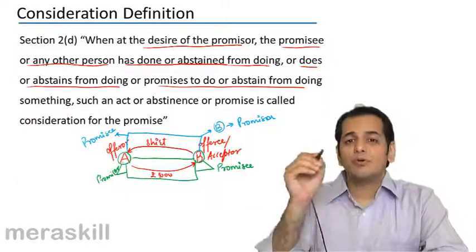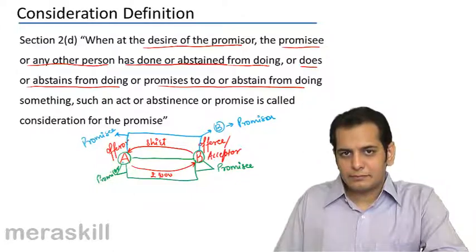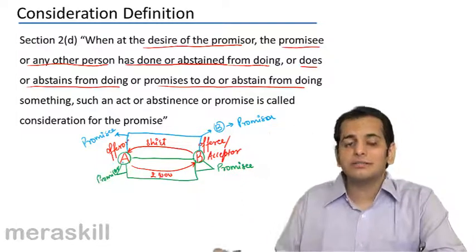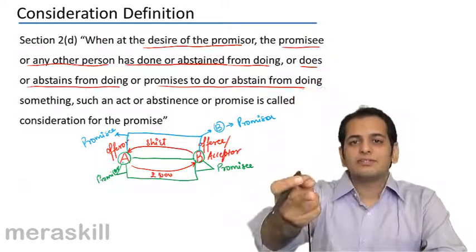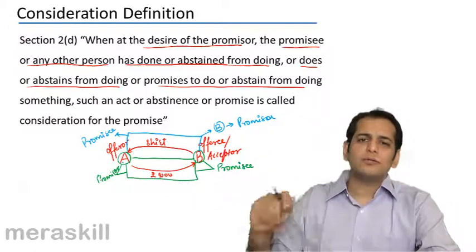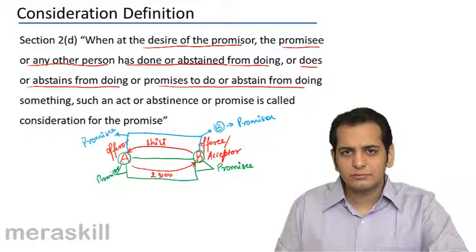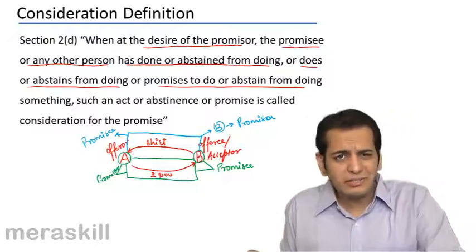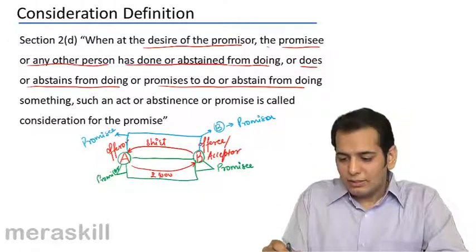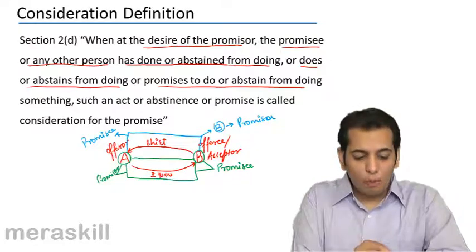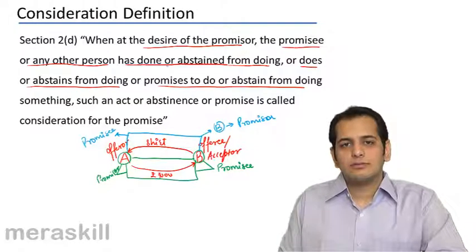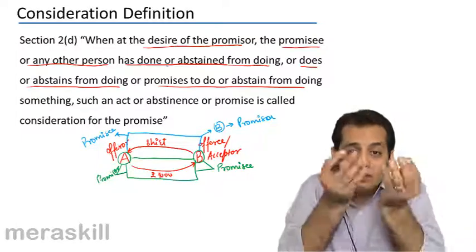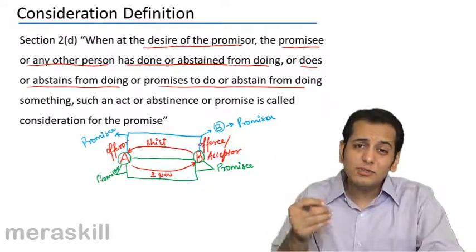Here, A is the promiser first. He promises to give 1000. So what is the consideration for him? Shirt is the consideration. So I can say the consideration, which is the shirt, is the desire of the promiser. Promiser wants the shirt. And who will give him the shirt? B will give him the shirt. So he is the promisee. So when at the desire of the promiser, the promisee or any other person has done something or abstains from doing something, now in this case, B does something for A. B is doing something for A.